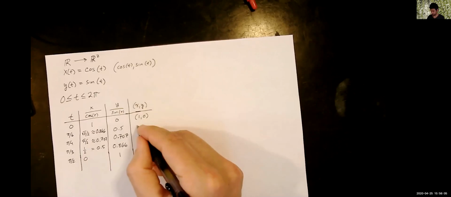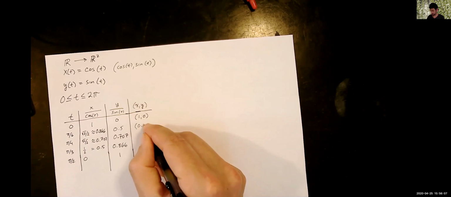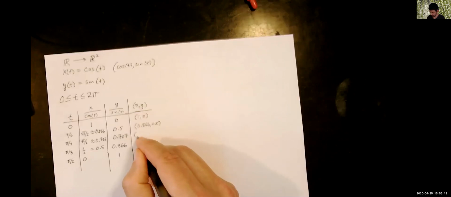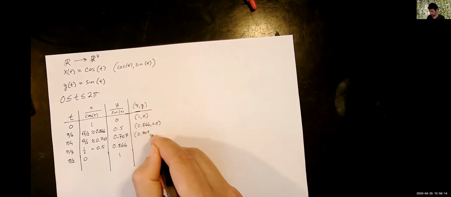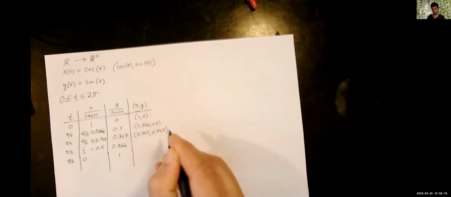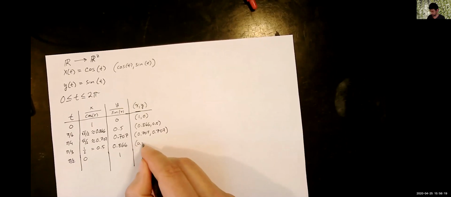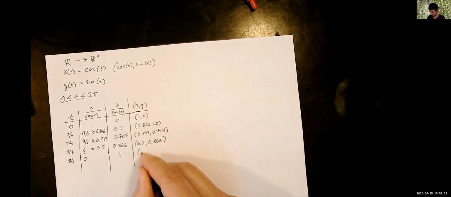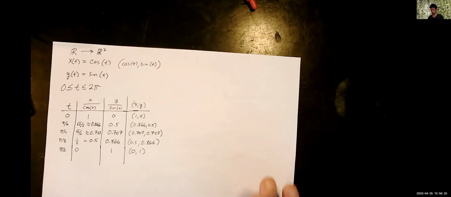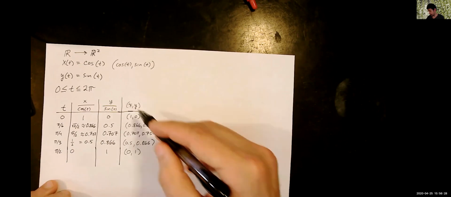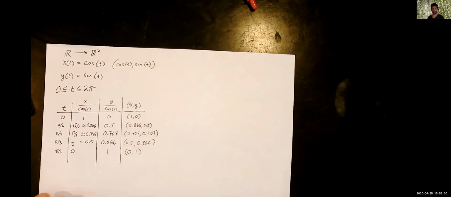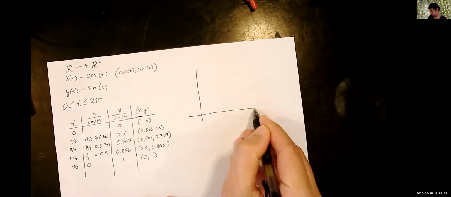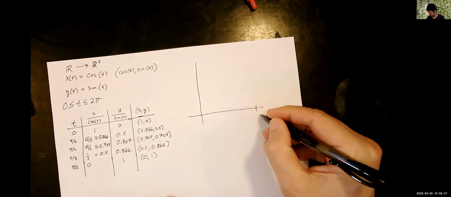So our points then are going to be (1, 0), (0.866, 0.5), (0.707, 0.707), (0.5, 0.866), and (0, 1). Okay. I noticed first of all that everything is positive. So let's just try to graph this thing in the first quadrant and see what pops out.